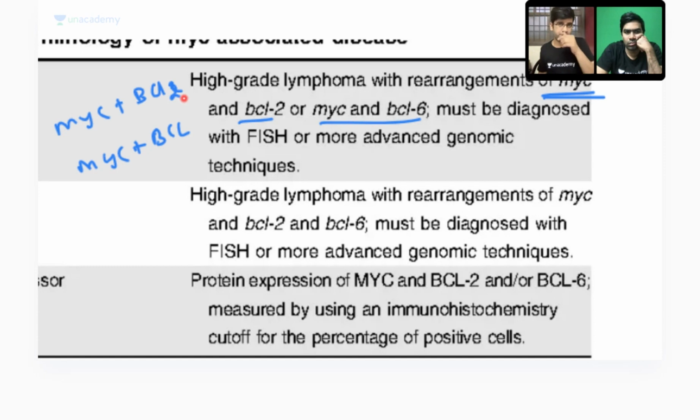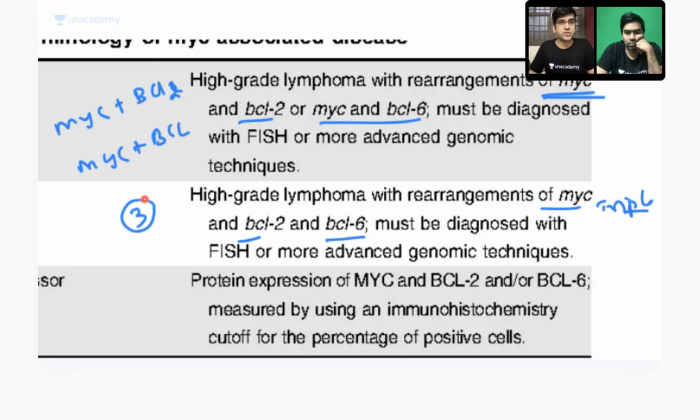Ideally, I should do it on a fish. It should be done on a fish. I'll show you the fish image as well, how to pick up them. If it is triplet lymphoma, I need rearrangement of c-MYC, BCL2 as well as BCL6, all three. Triplet lymphomas undoubtedly are going to have the worst prognosis of all.